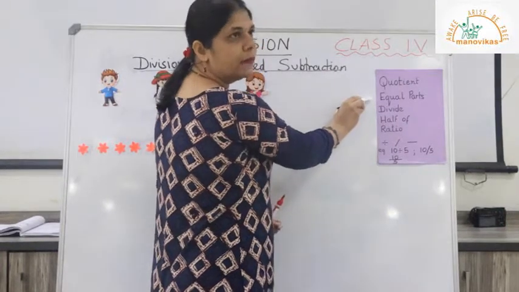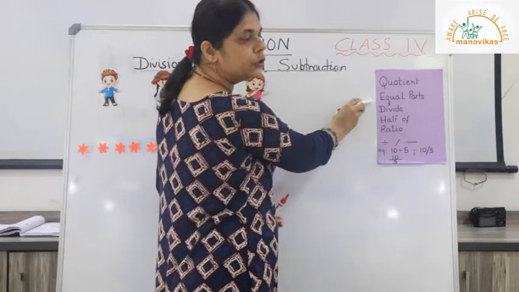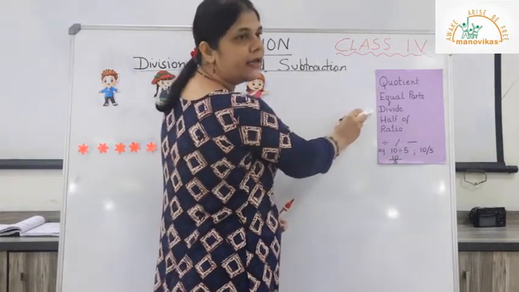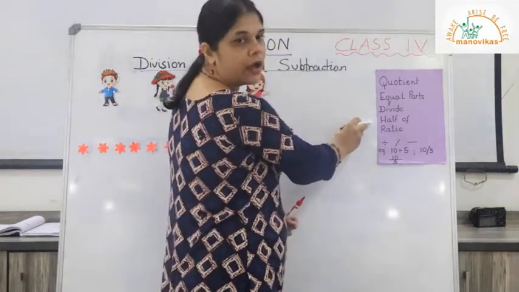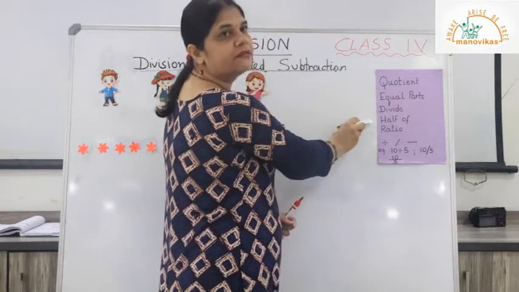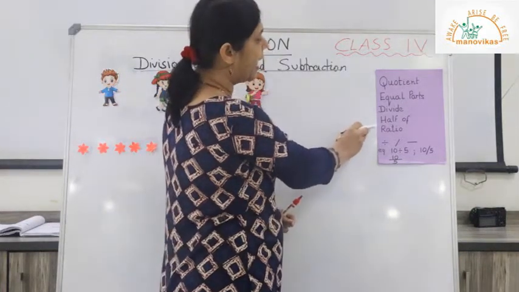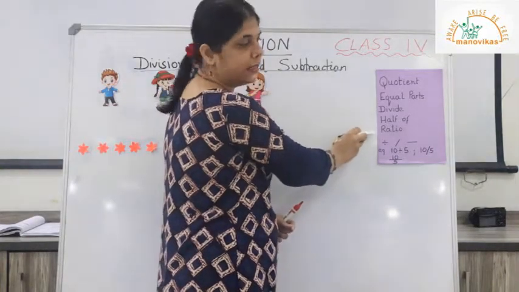Equal parts. Make equal parts of 10 or split 10 into equal parts. Divide. Divide 10 by 5. Half of 30 is 15. Half of 20 is 10. And ratio. The ratio of 2 is to 3.